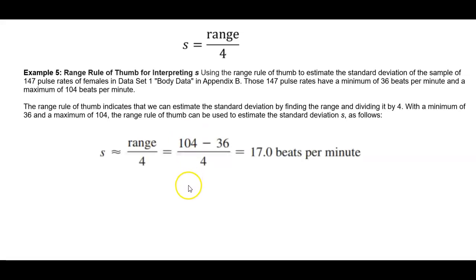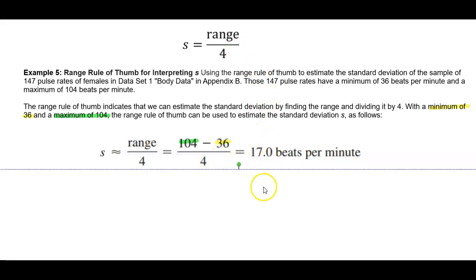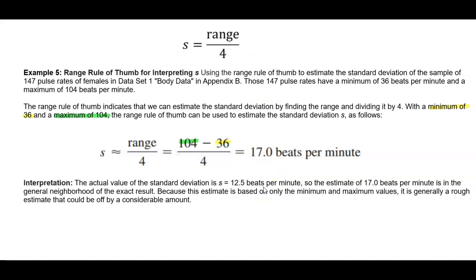So S is going to be approximately the range divided by 4. Now the maximum is 104. So we know the maximum value of 104. And then we're going to subtract the minimum value, which is 36. We're going to divide that by 4. And then that gives us 17.0 beats per minute.